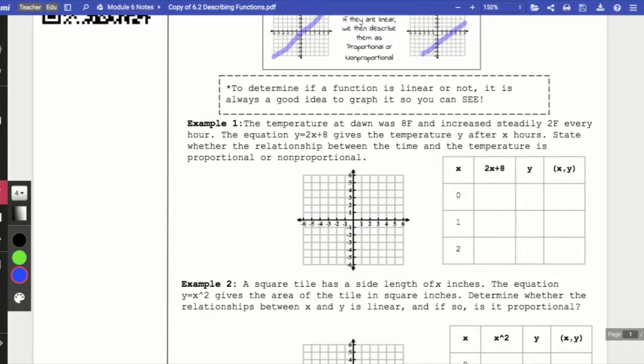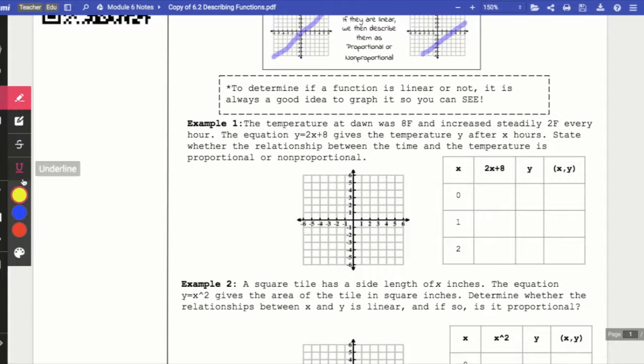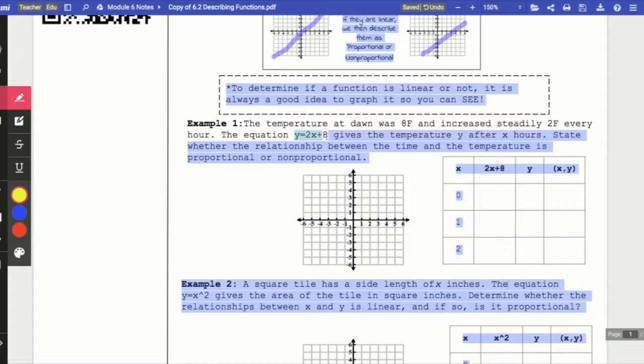Our first example is talking about the temperature at dawn. It says that it was 8 degrees Fahrenheit and increased steadily 2 degrees Fahrenheit every hour. It's given to us by the equation y equals 2x plus 8. I'm going to highlight that because that's important. I should probably highlight the 8 too.